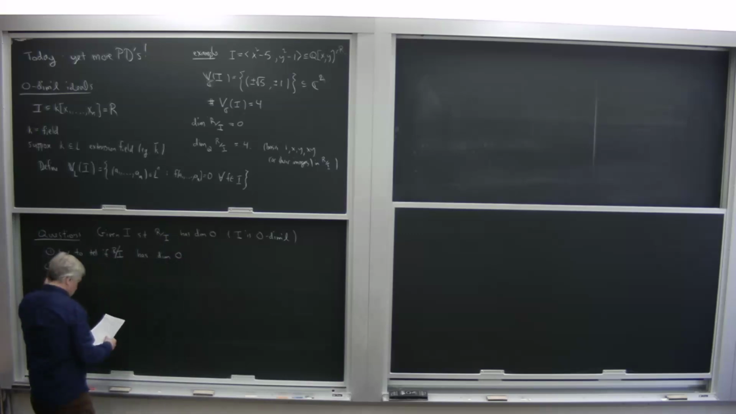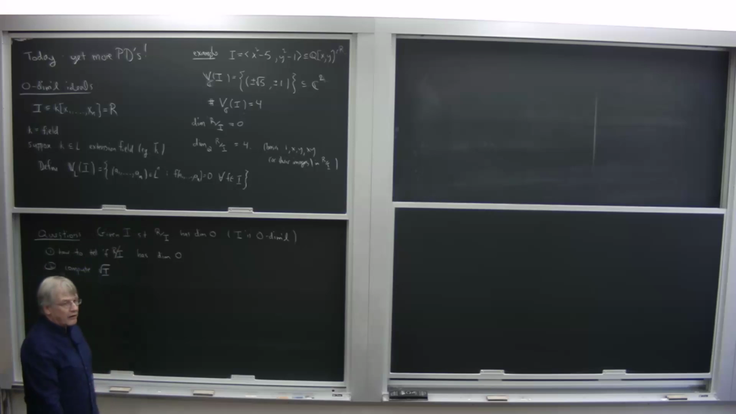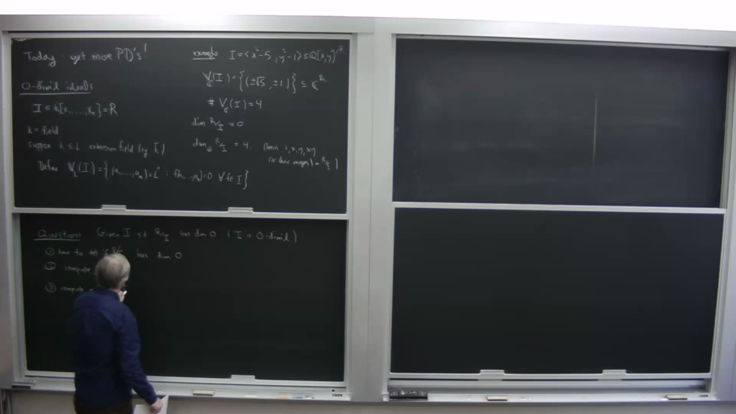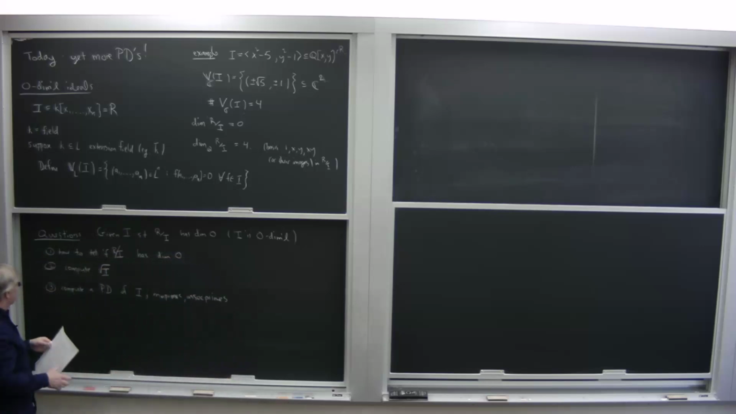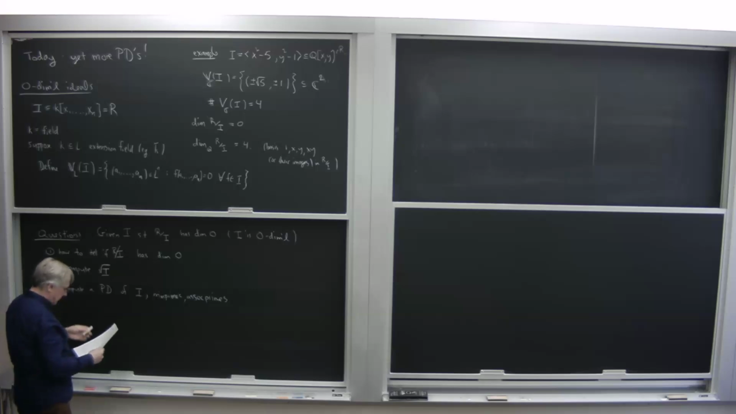And the second thing is, how about computing the radical of I? In this case, the radical of I is I. There are no other polynomials that multiply up to that. That needs checking. But at any rate, we want to be able to compute this. Indeed, we want to then compute a primary decomposition of I, and minimal primes, associated primes, etc. Okay. So these are all fairly closely related, but let's get to that in a bit.